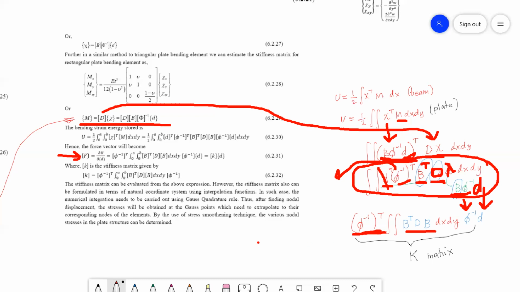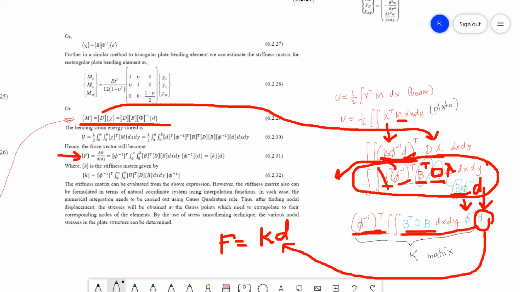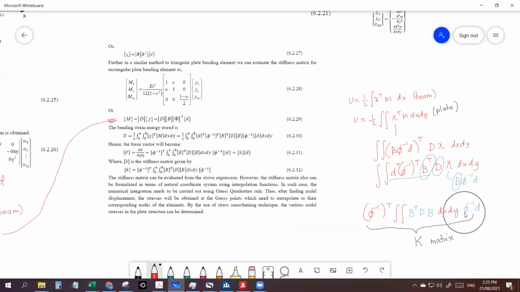And simplifying, remember, F is equal to KD. Okay. Now, this one is this. Therefore, the remaining item here is the stiffness matrix. So, the whole stiffness matrix is phi inverse transpose, double integral of b transpose db dx dy, times phi inverse. Okay.